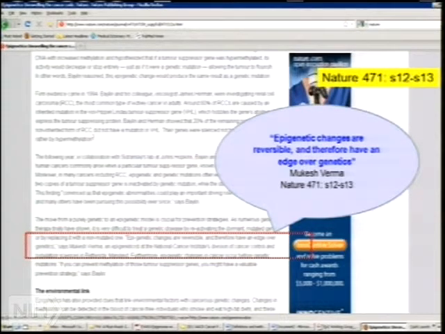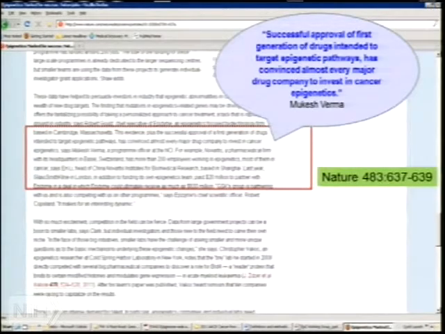I was interviewed by Nature, and there was a discussion about epigenetics. There I emphasized that epigenetic changes are reversible and therefore have an edge over genetics. As I was mentioning, in genetics you can detect translocation or deletion or insertion, SNPs or mutation, but you cannot put it back. But those modifications which I showed, like microRNA profiling or methylation changes or histone changes, those you can change by chemicals.